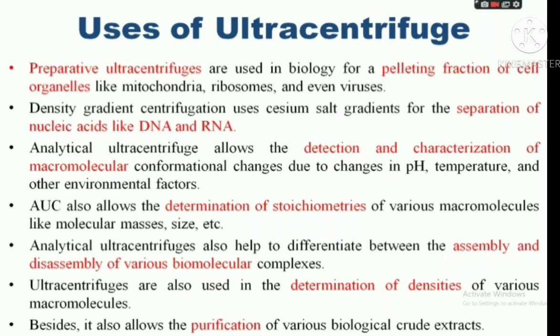Next use is analytical ultracentrifugation, which allows the detection and characterization of macromolecules, including conformational changes due to changes in pH, temperature, and other environmental factors. So the analytical centrifugation method is helpful for the characterization of macromolecules, because their characteristics vary with different pH, temperature, and other environmental conditions.